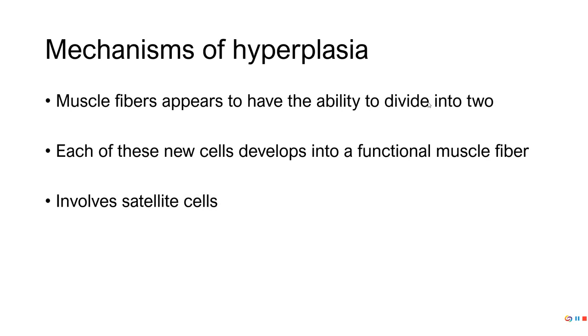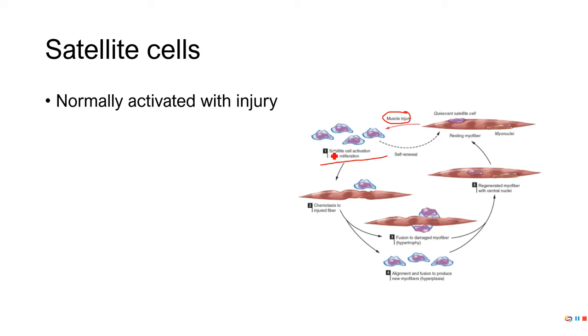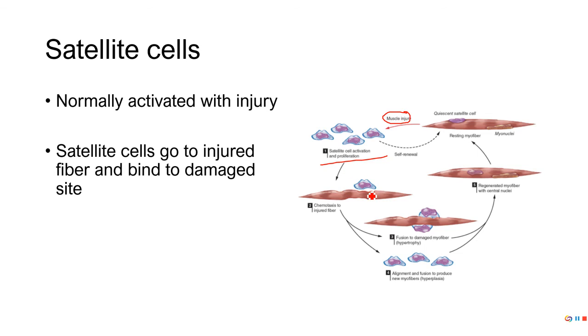All right, I've got this little diagram out of the book that will help explain this. Satellite cells normally are inactive, but once the muscle cell is injured, satellite cells are activated. You can see here that something activates these cells. So we've got muscle injury, which activates the satellite cells. Sorry, I said muscle cells a minute ago. So we activate those satellite cells, and then they're attracted to the injured muscle fiber. Once they get there, they bind to this muscle fiber.